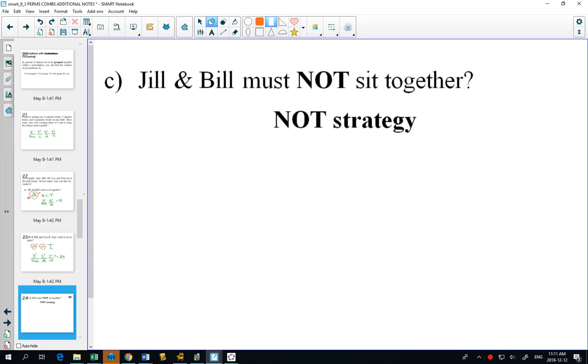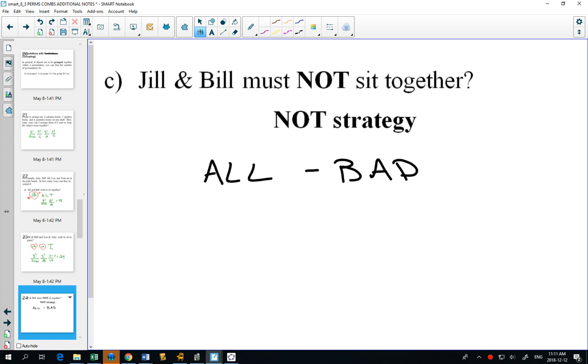We don't know what happened, but Jill and Bill must not sit together now. So this is a great example of the not strategy, because it's going to be quite difficult to count the ways that Jill and Bill don't sit together. But it was easy to count the ways that Jill and Bill did sit together. In part A, we counted that there was 48 ways that Jill and Bill sat together. If we can count all the ways and subtract the bad ones, we'll get the good ones. That's what the not strategy does.